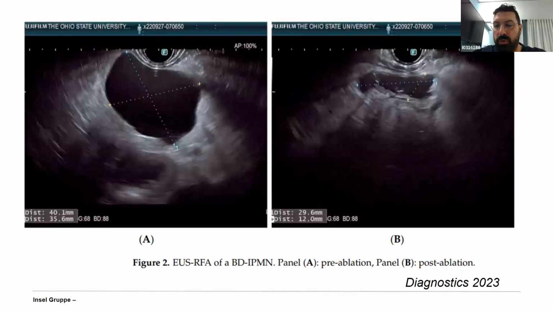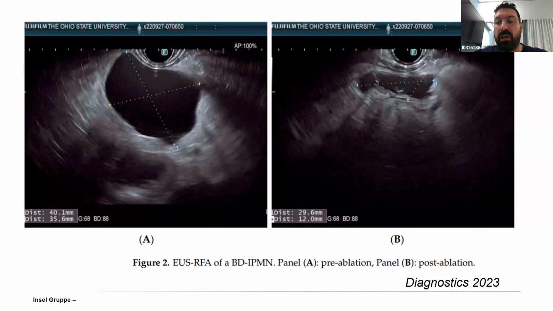So EUS RFA is a newer option that takes advantage of the proven efficacy of RFA in solid tumors. And of note, here you see in this image a quite big, 4 centimeter, 40 millimeter side branch IPMN before and after ablation with RFA. We also need to note that in order to perform RFA on cysts, you need to aspirate as much fluid as you can.